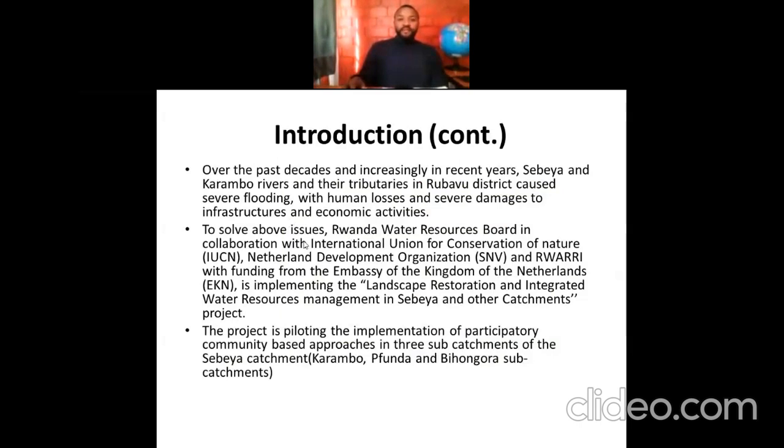And because that was a very big issue, Rwanda Water Resource Board, in collaboration with different organizations, put in place landscape restoration and integrated water resource management in Sebeya and other catchments, so that this could be reducing the floods or even stopping.